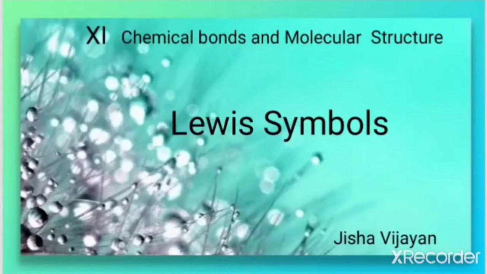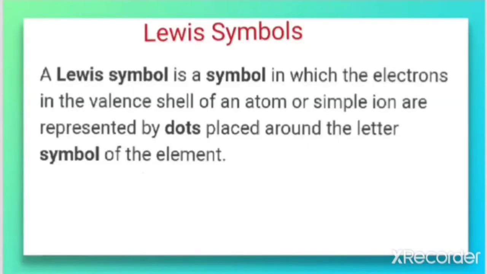Thus, G.N. Lewis, an American chemist, introduced a simple notation to represent the valence electrons in an atom. These notations are called Lewis symbols or electron dot symbols. Let us define what Lewis symbols are. A Lewis symbol is a symbol in which the electrons in the valence shell of an atom or simple ion are represented by dots placed around the letter symbol of the element.